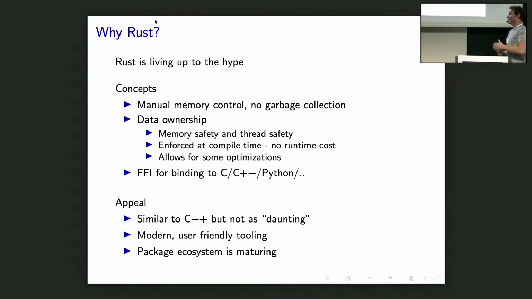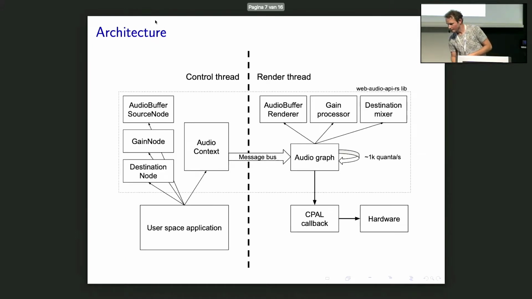So the appeal was that it's very similar to C++, the king of audio processing languages, but it's not as daunting. It's a smaller language. It's very beginner friendly, has mature tooling, and adding packages or dependencies is very simple. Over the past few years, the ecosystem has really matured to do cross-platform, high-performance audio I/O. It's very simple in Rust. The decoding libraries are maturing. So this was the right moment to start.